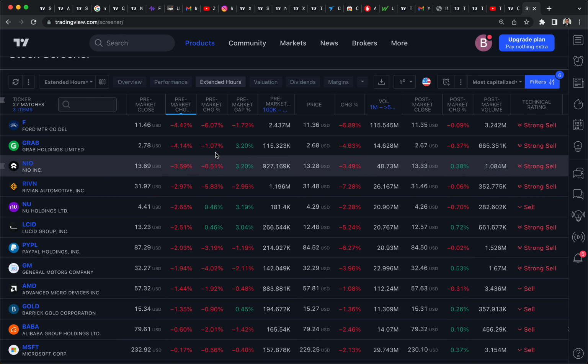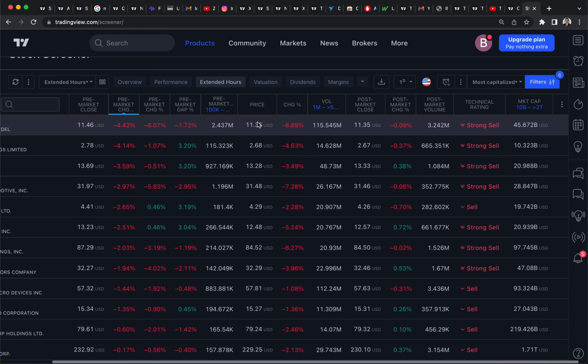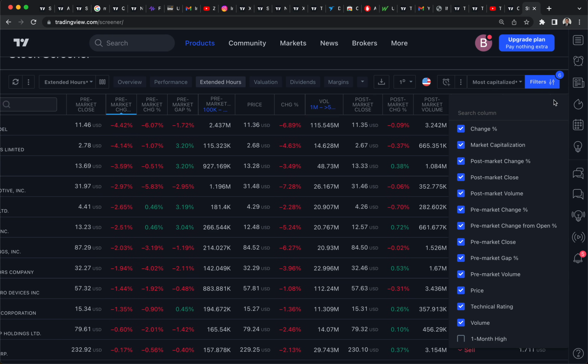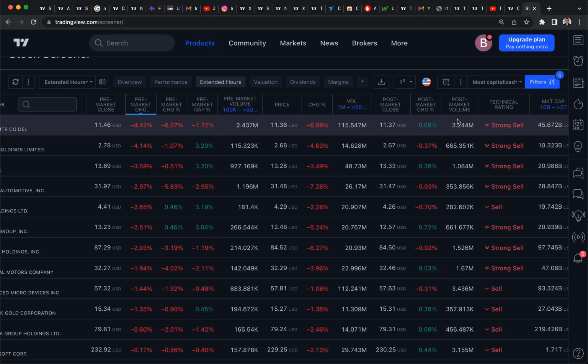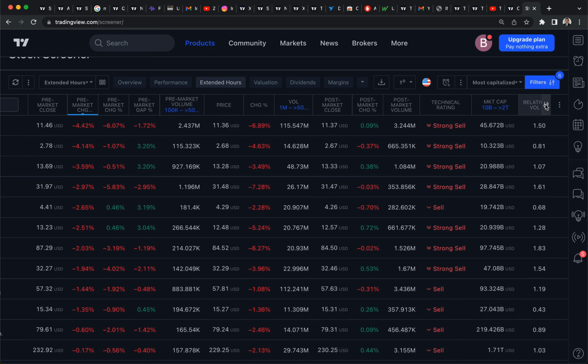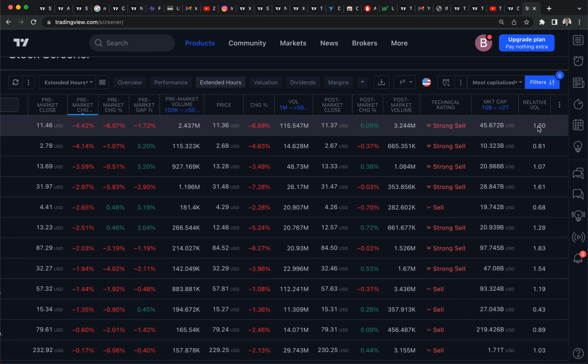Now, that being said, there are a couple other things you can do to complement this filter and make it even stronger. What you can do is add one filter called relative volume. This relative volume filter allows you to filter out stocks that don't have a lot of volume on the day relative to what they usually have. For example, if Ford has a 1.5 relative volume, that would indicate that it's trading 50% more volume than it usually does on a daily basis.